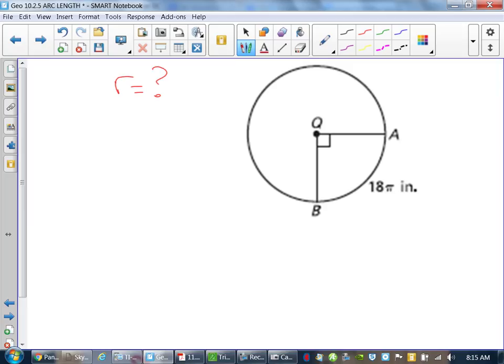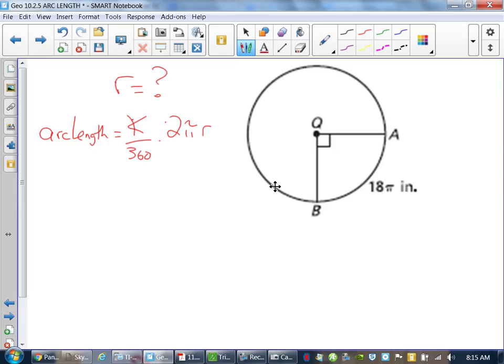This one we're going to find the radius. So what we would do is first of all, write out what you know. Since we know an arc length and we're trying to find a radius, I'm going to write out the formula with the radius in it. Everybody okay with that? Just start with the formula.